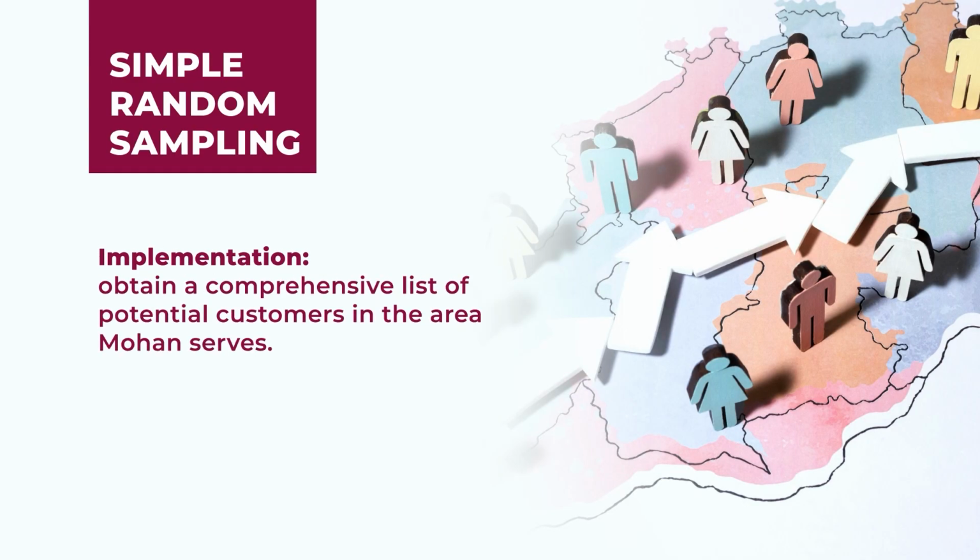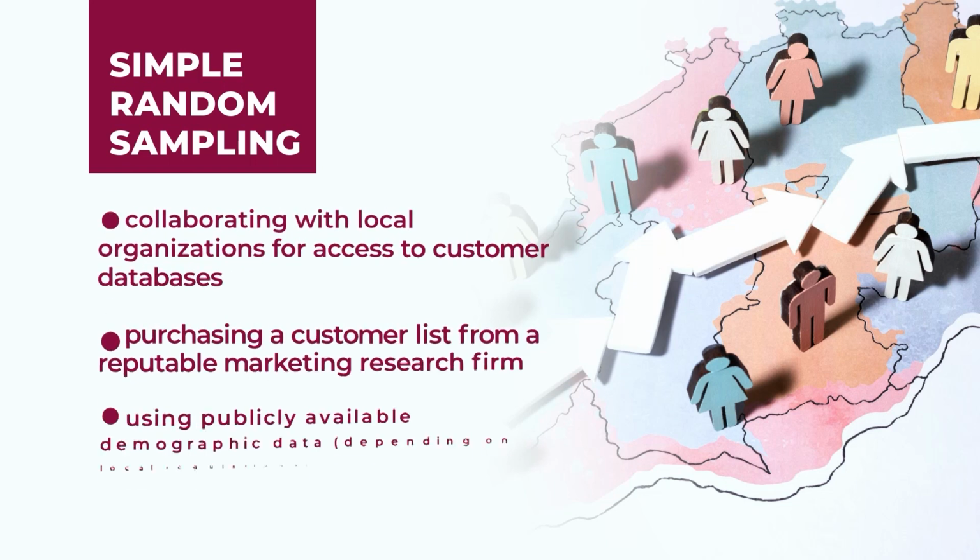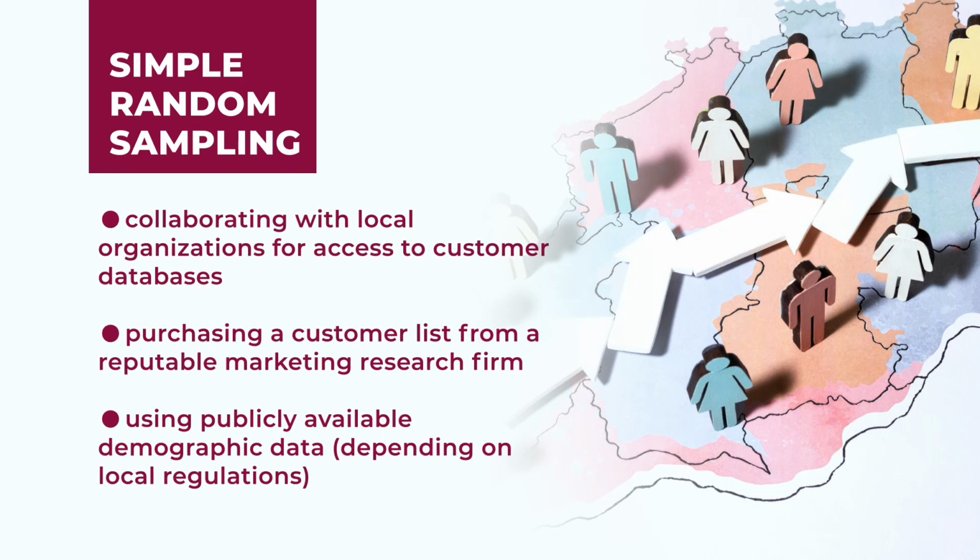We obtain a comprehensive list of all potential customers in Mohan's area. Let's say Mohan is doing this work in the city where he's marketing his products. So we have a comprehensive list of every customer in that area. We can do that in several ways. We can collaborate with local organizations and get access to customer databases and utilize those. We can purchase a customer list from a reputable marketing research firm, or we can use publicly available demographic data, depending upon the kind of regulation that exists about sharing of that data.